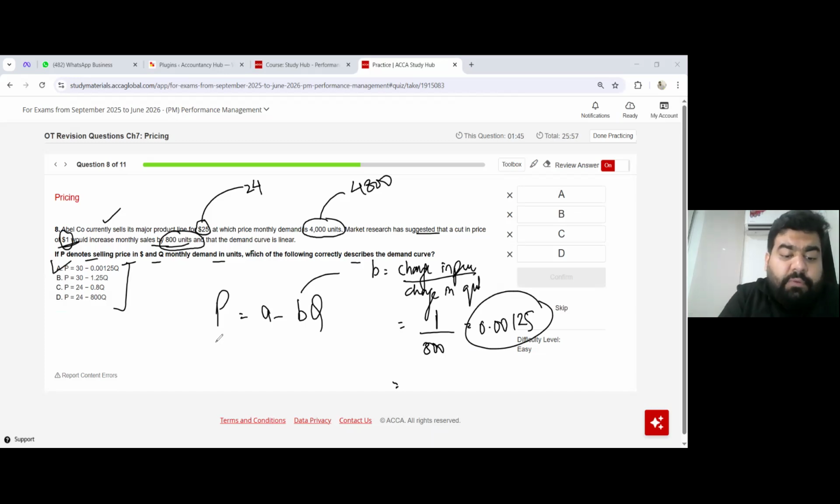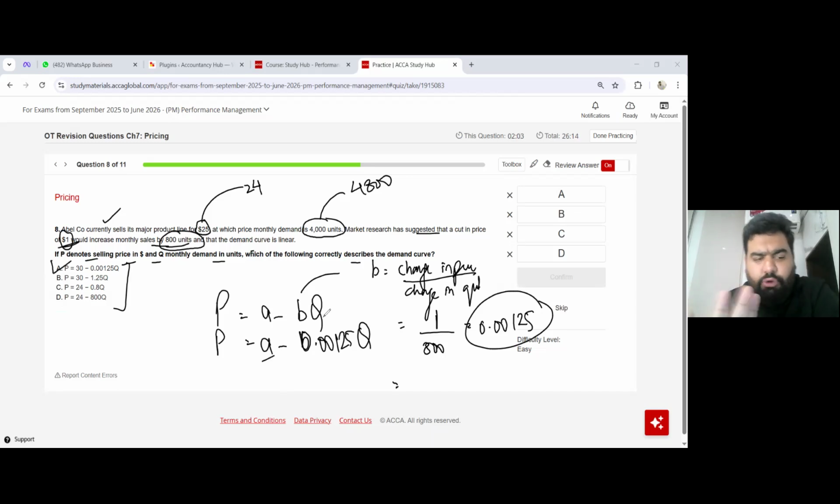So here we are confirmed that the P value will be A minus 0.00125 Q. You can also calculate the value of A if you want. No issue, but the answer is A. Confirm. Let me calculate that as well. If you have to calculate A, maybe sometimes in two options the B value is the same. So what will you do then?